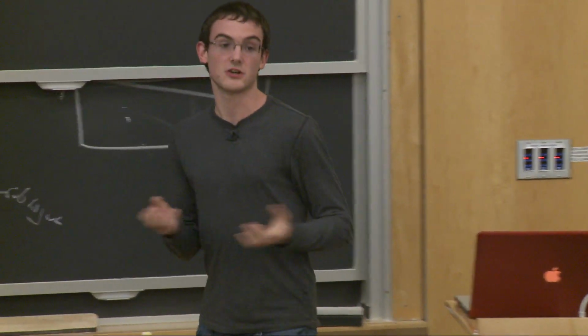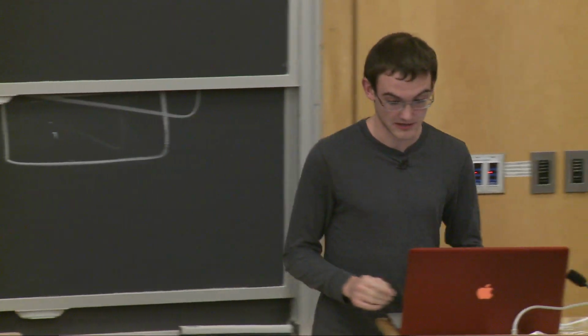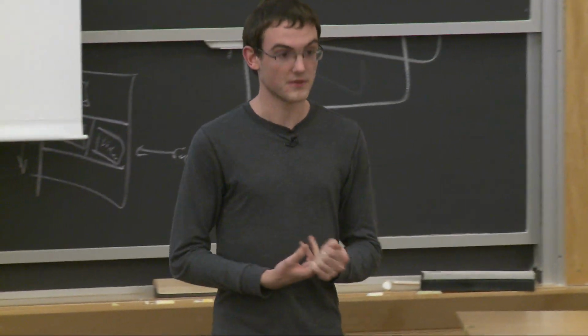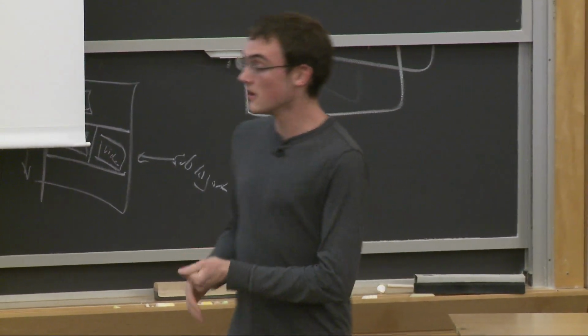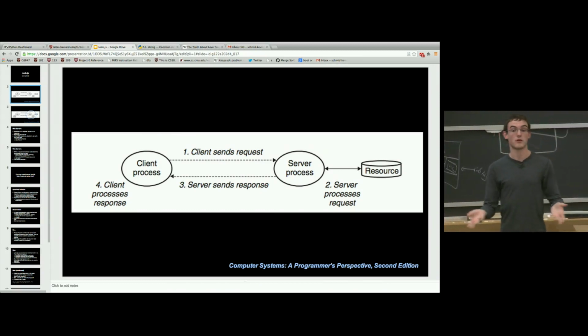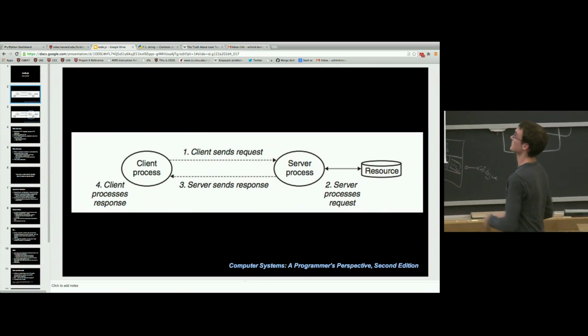I just want to talk about web servers first. To start this discussion, I have a diagram from the textbook used for CS61, which shows the interaction between a client process, like your web browser or your AIM client, and a web server.